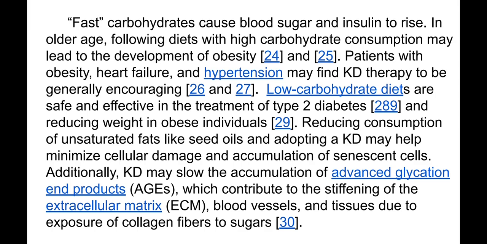Reducing consumption of unsaturated fat like seed oils and adopting a ketogenic diet may help minimize cellular damage and accumulation of senescent cells. Additionally, ketogenic diet may slow the accumulation of advanced glycation end products, which contribute to the stiffening of the extracellular matrix, blood vessels, and tissues due to exposure of collagen fibers to sugars. I believe that this is the main mechanism of aging: stiffening of extracellular matrix and also blood vessels and tissues.